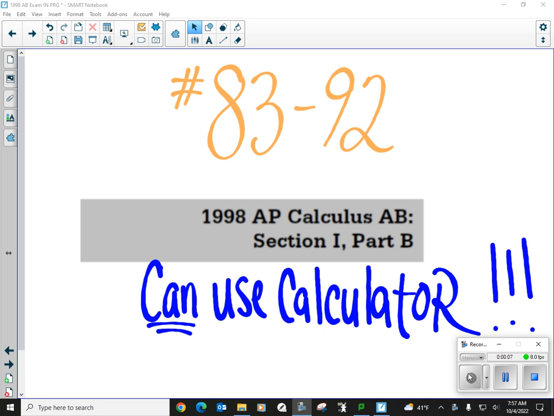We are on our, I believe this is our fifth video covering the 1998 AP Calculus AB exam, Section 1, Part B. As you can see in blue, we do get to use a calculator for these problems. We will cover problems 83 through 92, all right?